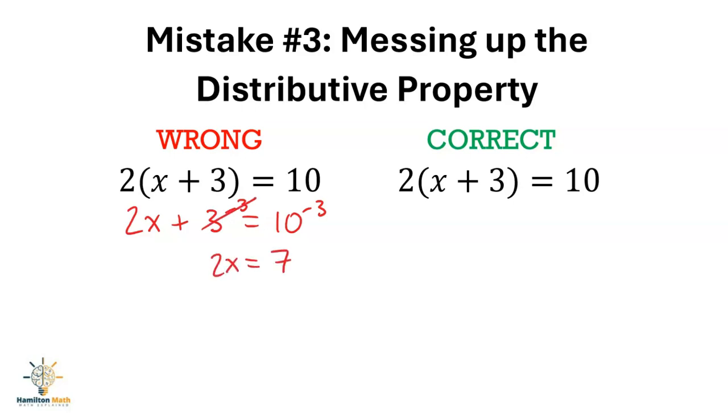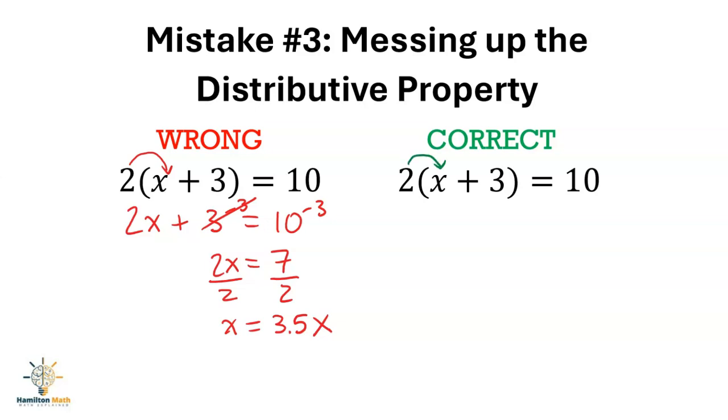So we get 7. And so 2x equals 7. We divide both sides by 2. And so we get x equals 7 over 2, which is 3.5. That's wrong. Why is it wrong? Because you need to distribute the 2 not only to the x, that's all they did in the example there, they also need to distribute it to the 3.